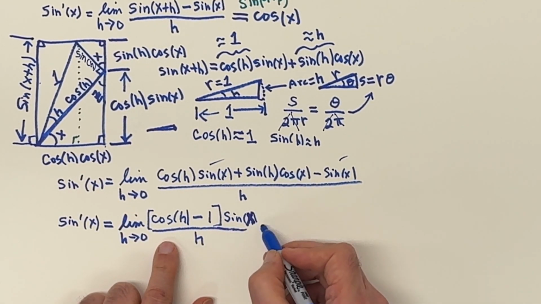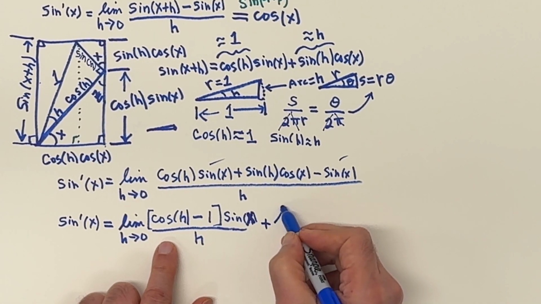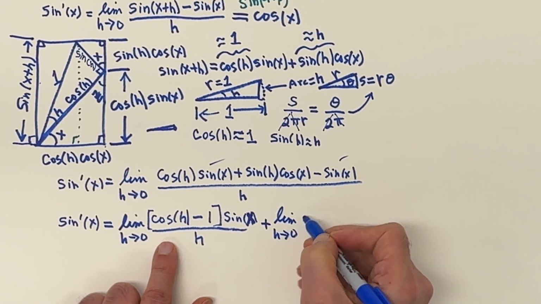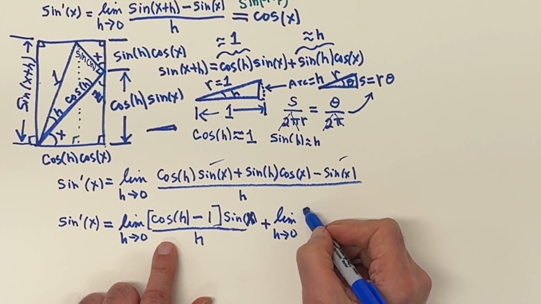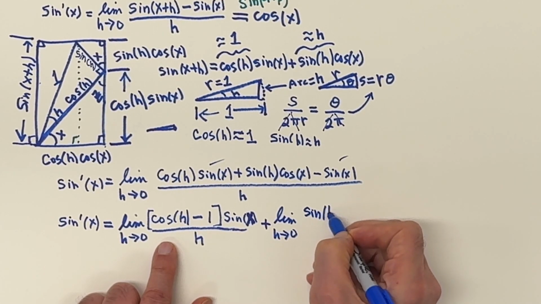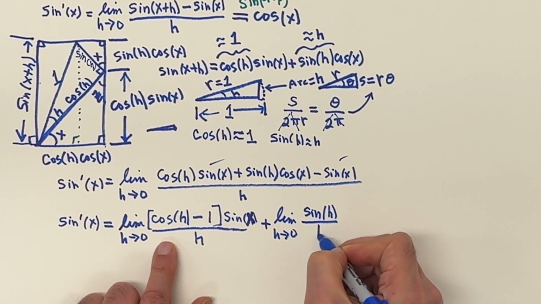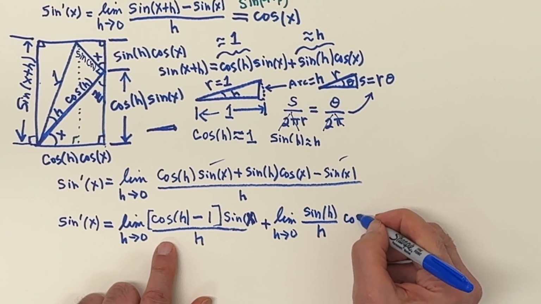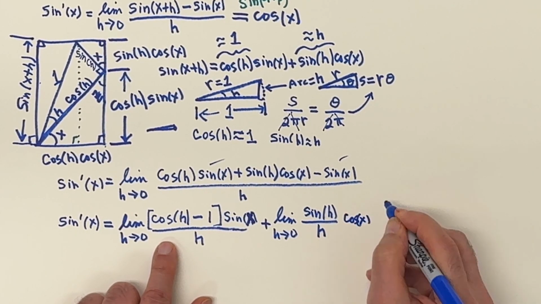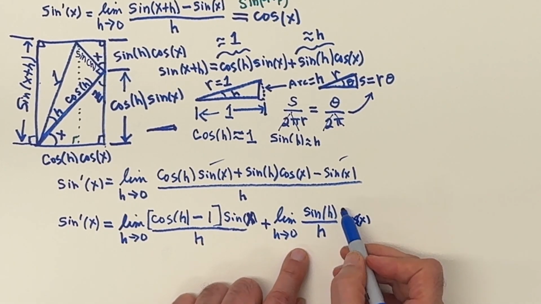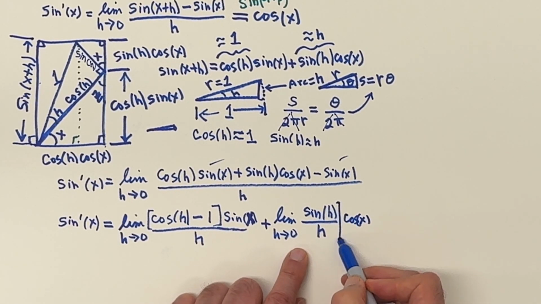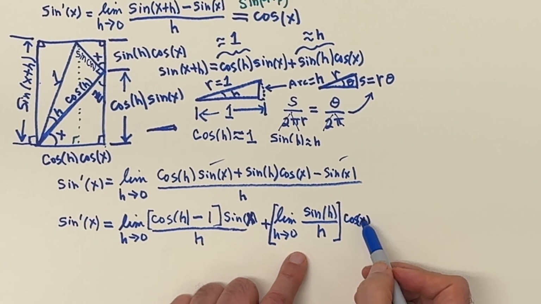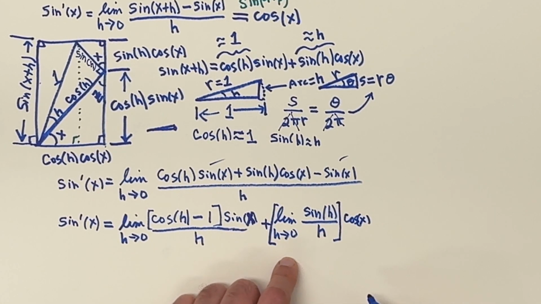And then what's left is this middle piece. So that's plus the limit as h goes to 0. And that's going to be the sine of h over h times the cosine of x, which, since this involved the h here, I'm going to just emphasize that. And I can put that cosine of x in front if I want.